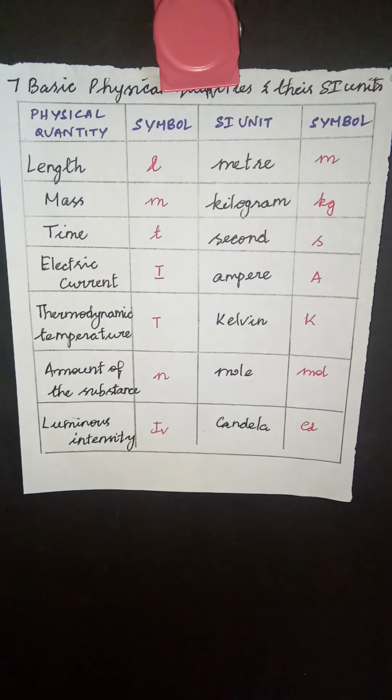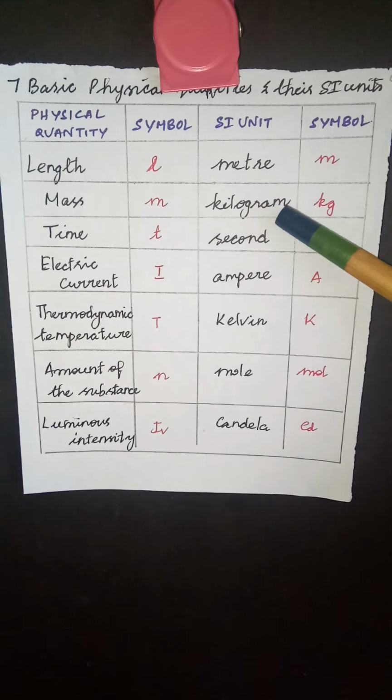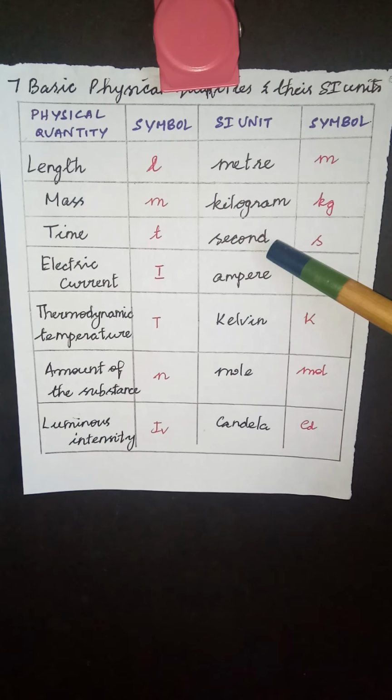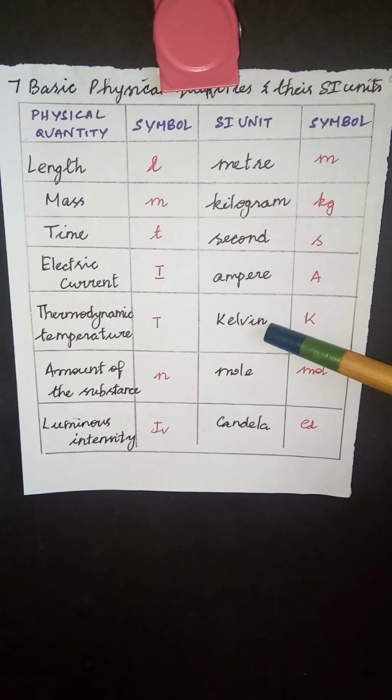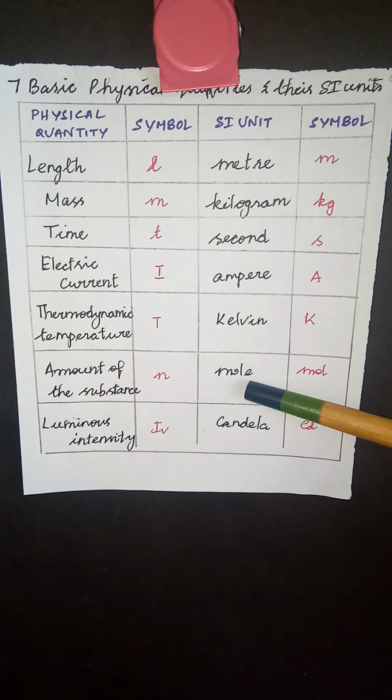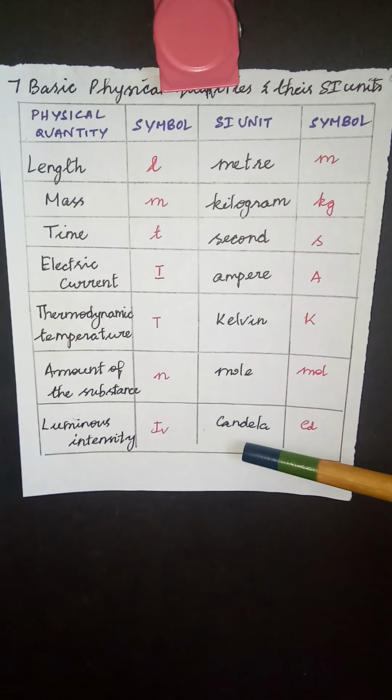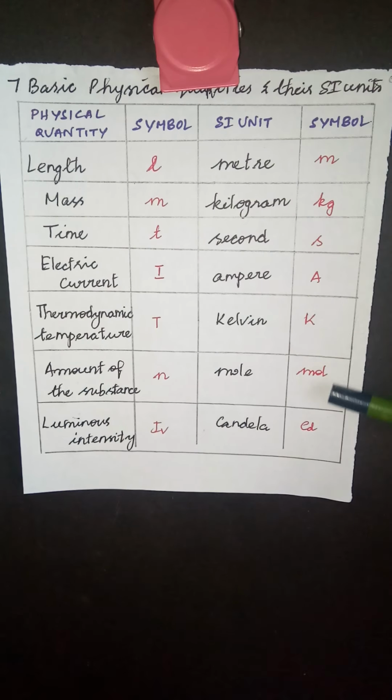The SI unit of length is meter, mass is kilogram, time is second, electric current SI unit is ampere, for temperature Kelvin, amount of the substance, the SI unit is mole, and for luminous intensity it is candela. And these are the symbols of the SI units.